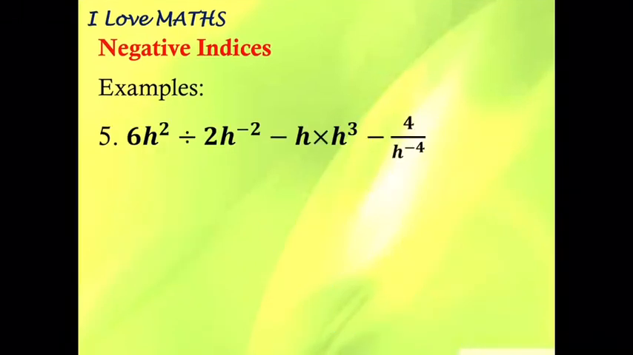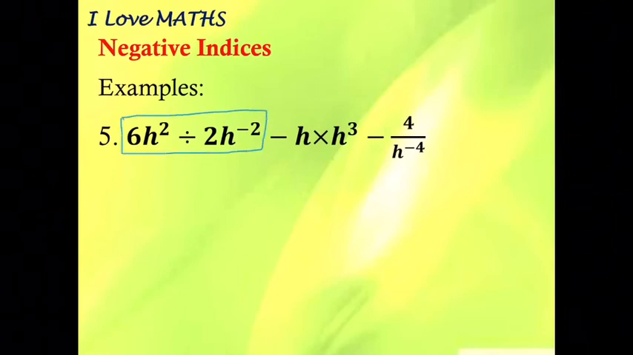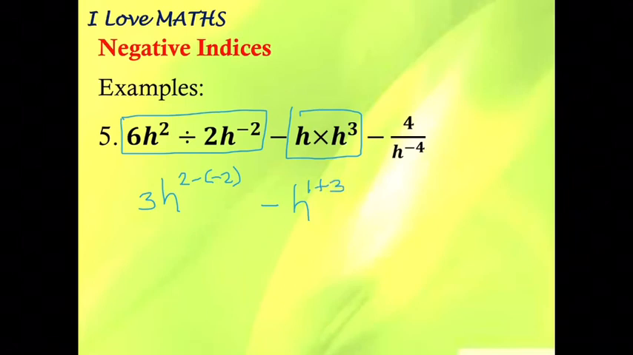Sample. So let's start with the division and multiplication as our operations. Okay, so let's start with this. 6 divided by 2 is 3. And then copy the base h. Since this is division, you have to subtract the indices. So 2 minus negative 2. Then copy the minus, multiply this. So copy the base h and add the indices 1 and 3. Okay, then copy the minus.